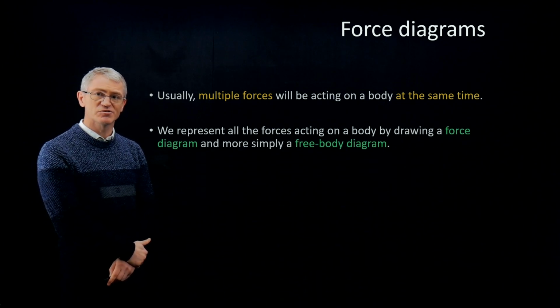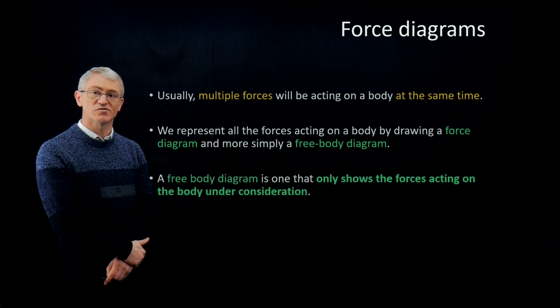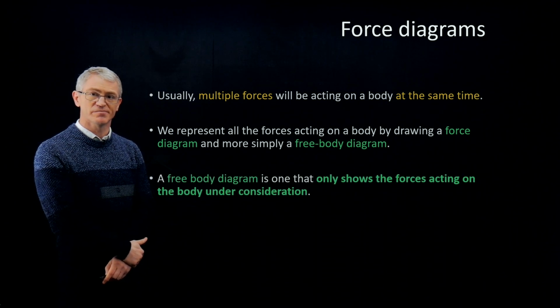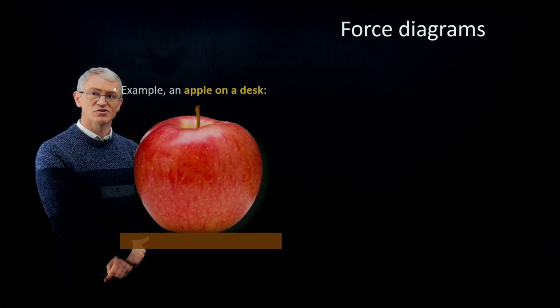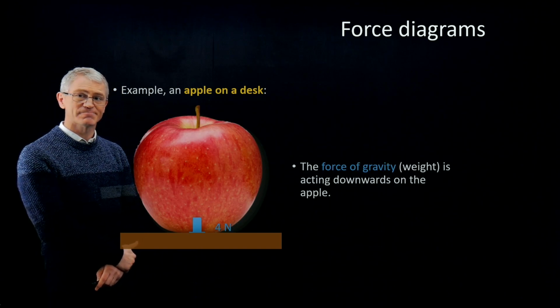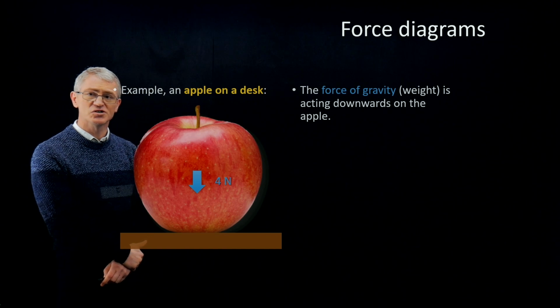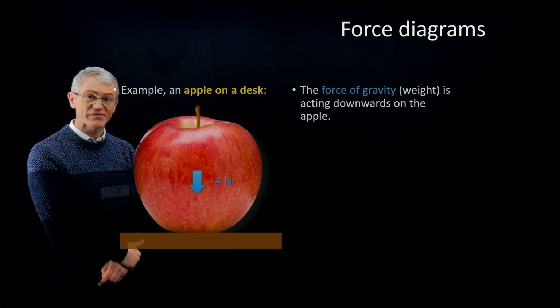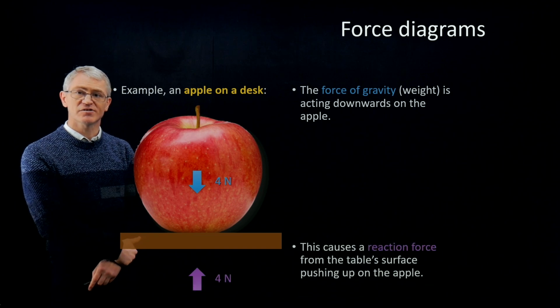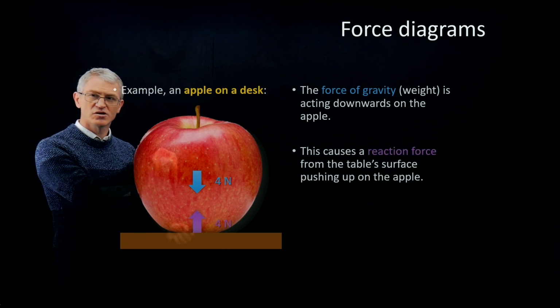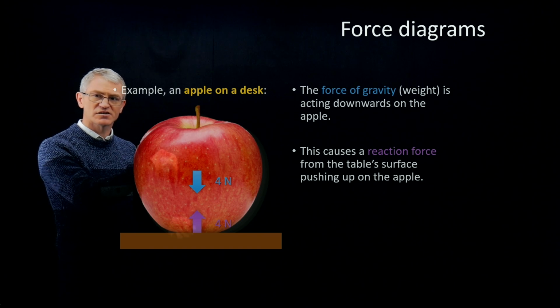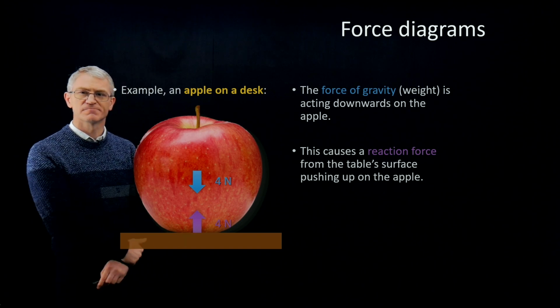And we represent all the forces acting on a body by drawing a force diagram, also called a free body diagram. That shows the forces acting. So let's have a look at one. Here's an apple on a desk, and we've got 4 newtons going downwards. This is our gravity. You can see up there is our gravity. And this causes a reaction force.